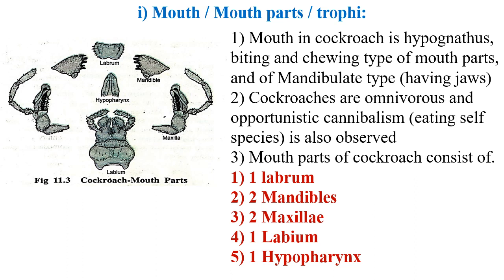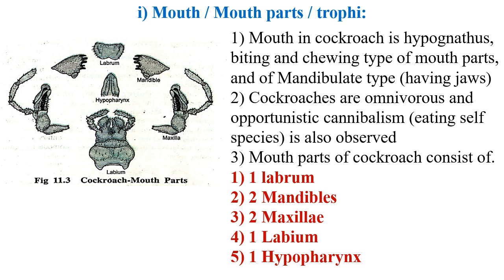The mouth in cockroach is hypognathous, that is, the mouth faces the earth. It is on the downward side. Hypo, that is below, and gnatha, that is mouth. So the mouth is facing the earth, and biting and chewing type of mouth parts are included, and it is also named the mandibular type. That means it has jaws. Mandible is nothing but the jaws.